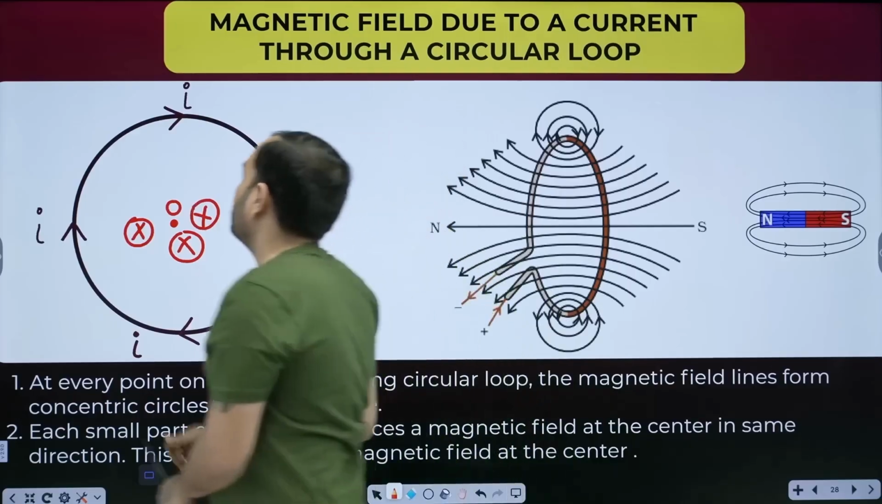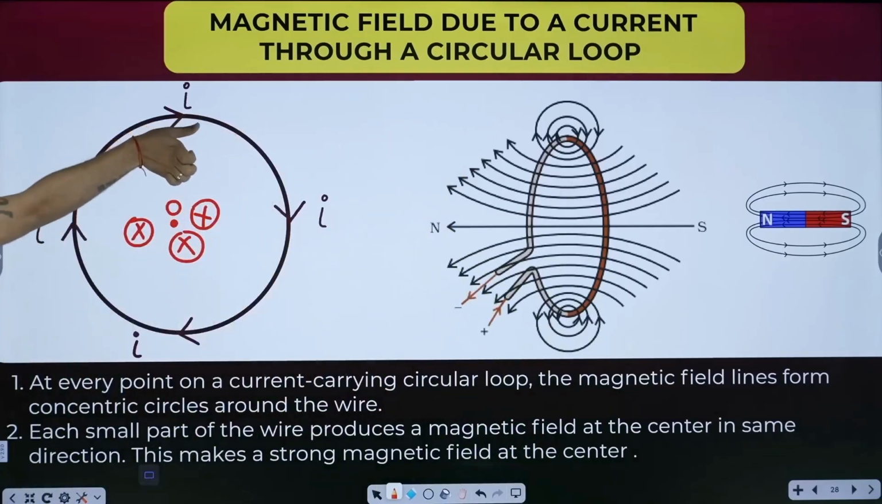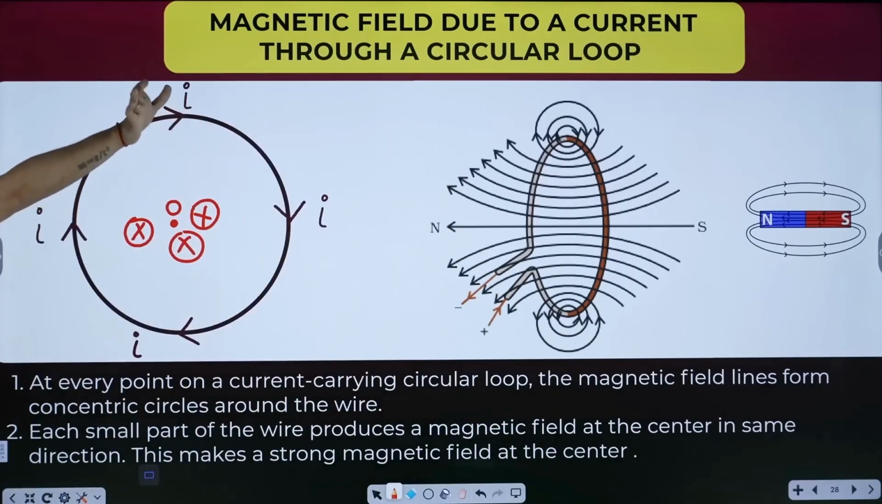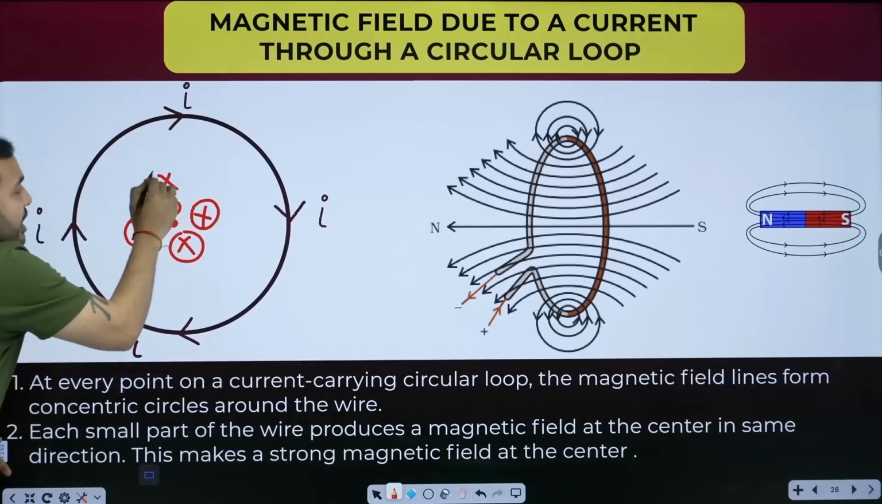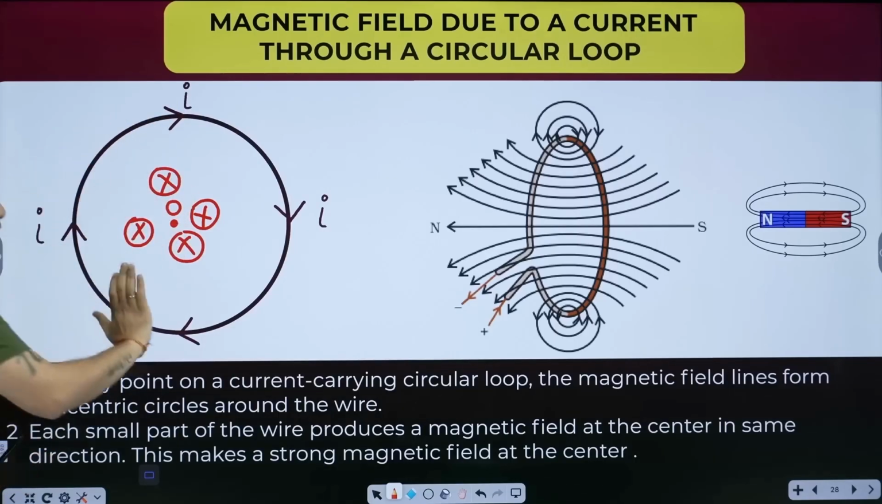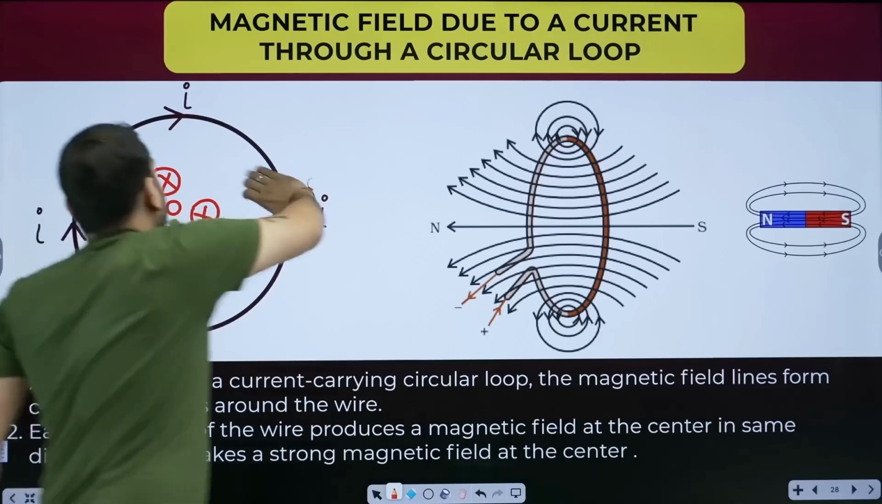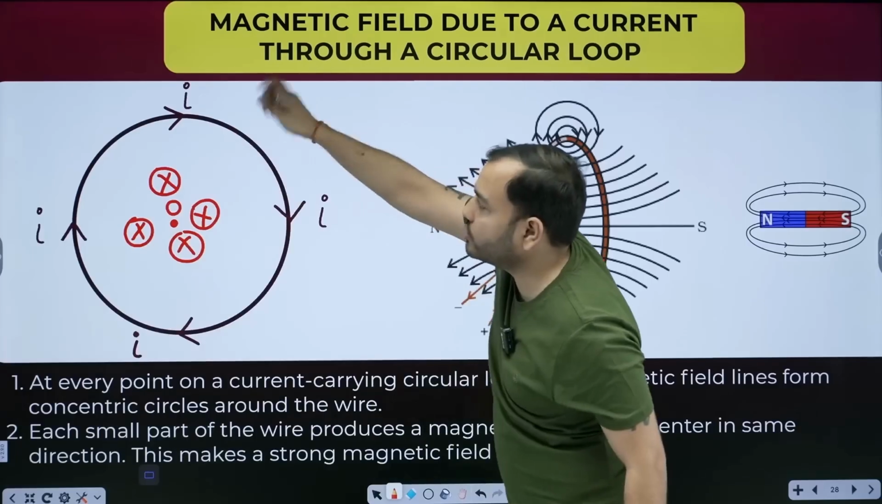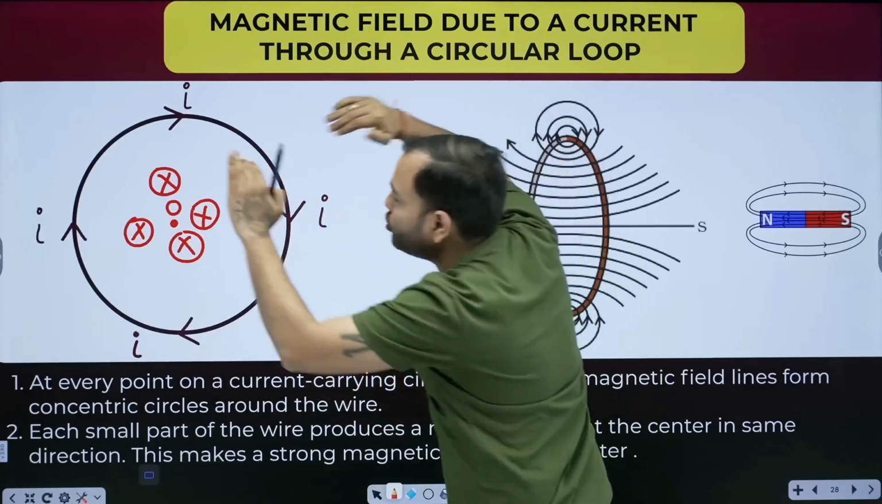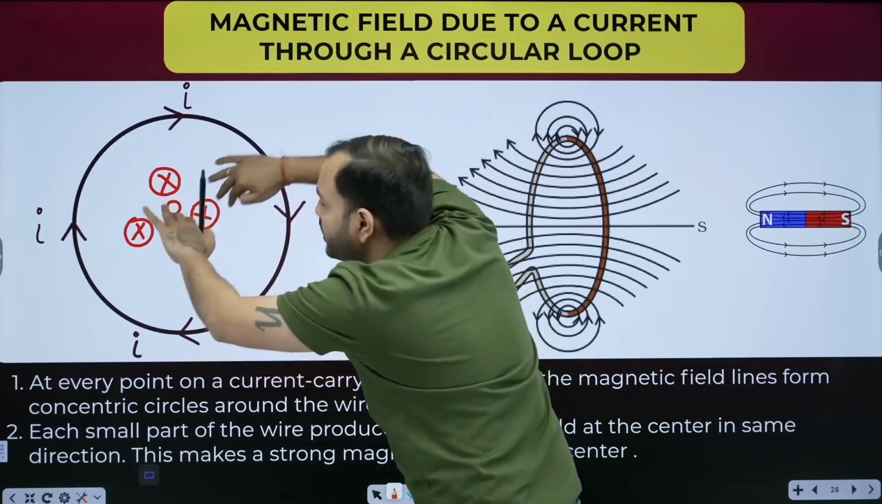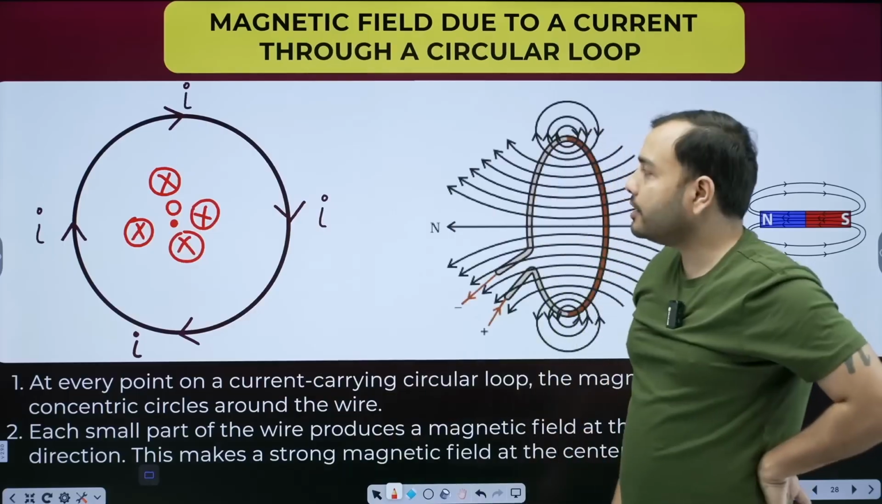Look at the upper current. Current is going like this. Place the thumb in the current direction. I saw that due to this current the magnetic field is inside, due to this one inside, and because of that also inside. Meaning the magnetic field is going inside like this. It is entering towards inside from here. Okay, it is very easy.